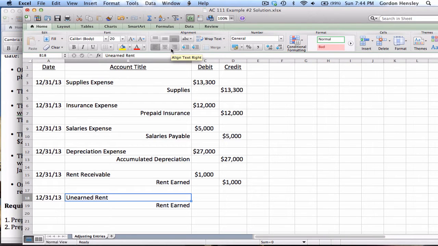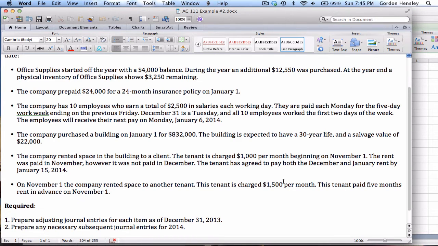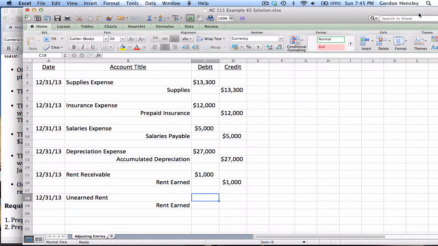So back when they paid me in advance, what they would have done in the past is they would have credited the liability unearned rent. But now that time has passed, I have earned it. So the unearned rent now becomes rent earned. The question is, how much? Well, $1,500 a month. This began on November 1st. It's now the end of December, so I have earned 2 months worth of that money. So $1,500 a month, 2 months worth, $3,000.